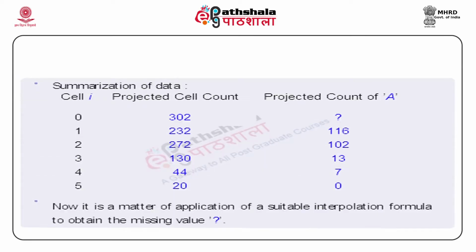Summarization of the data, cell category 0, projected cell count 302, out of 1000, I do not know what is the projected count of A, because they are never showing up. For everybody else, I know the number. I know what is the projected cell count, I know what is projected count by using A.